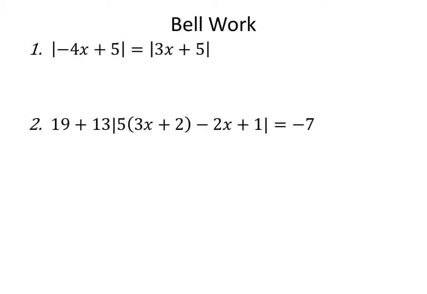Here's the bell work. 2 problems. Give you guys a minute. Try these 2 out, okay? 1 minute, go. All right, there's our answers for those 2. Number 1 has 2 answers. Number 2 has no solutions because you can't have an absolute value that equals a negative after you've worked that out with some principles of equality.